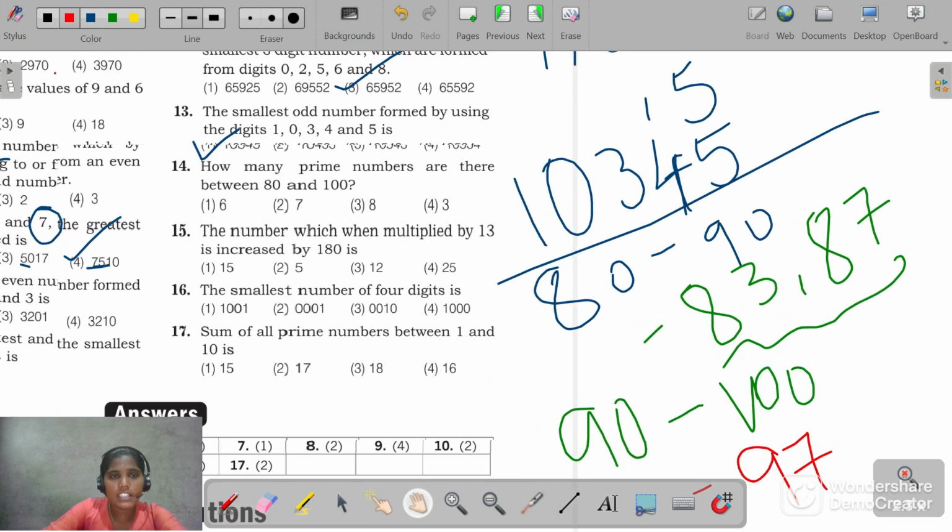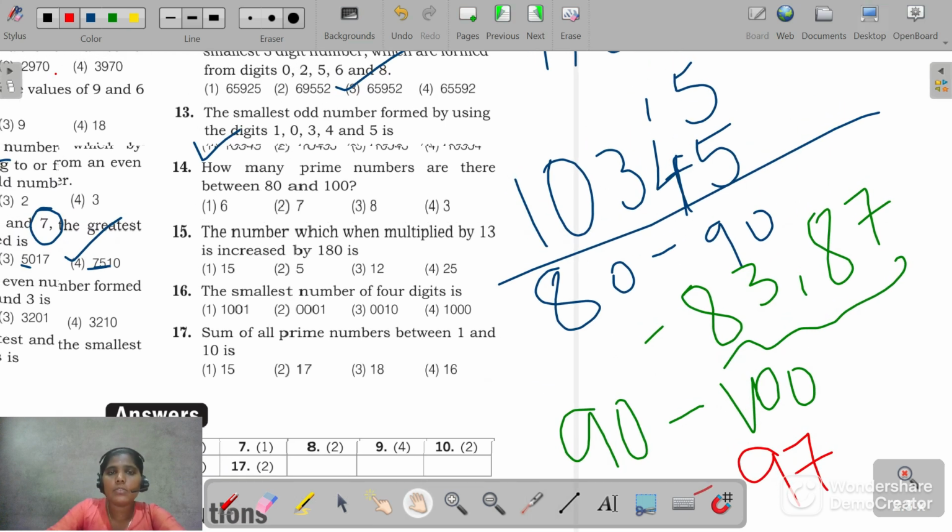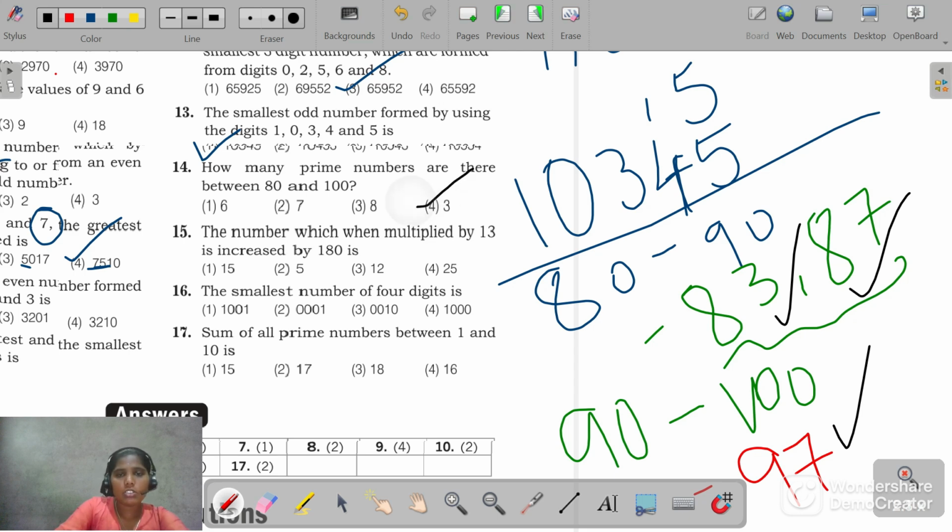So we can see here, what did they ask? How many prime numbers are there between 80 and 100? So there are 1, 2 and 3. So how many are there? 3. We can mark the option 3. This will be the correct option.